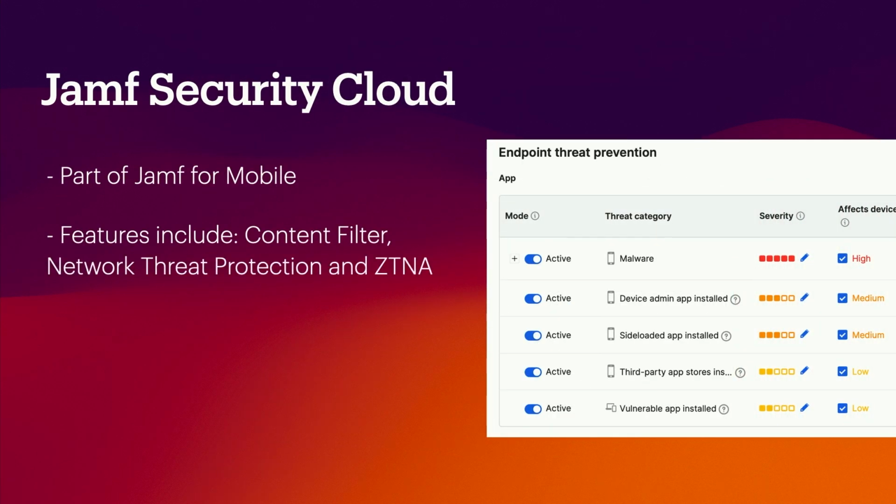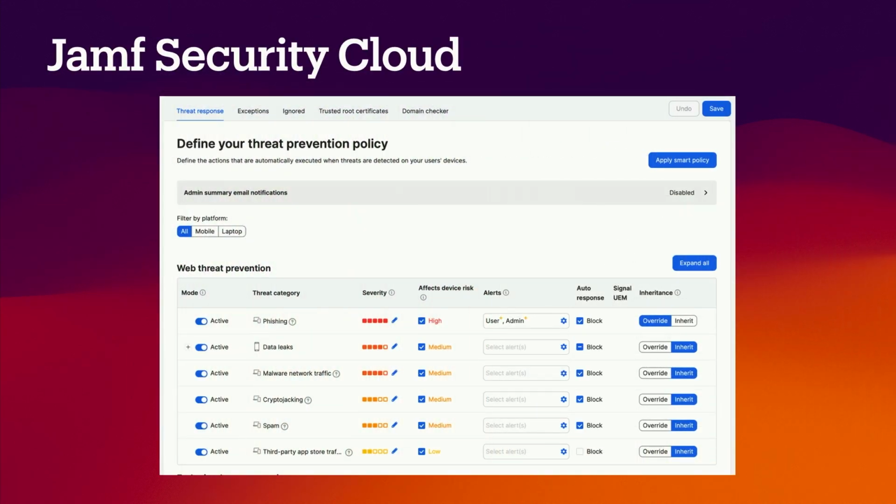Now, Jamf Security Cloud, as a part of Jamf for Mobile, is going to include things such as endpoint threat prevention, content filters, and ZTNA, or Zero Trust Network Access. We have pre-built configurations that are customizable for your environment, where you can take a threat and change the severity and whether or not it's going to affect your users from accessing corporate material.